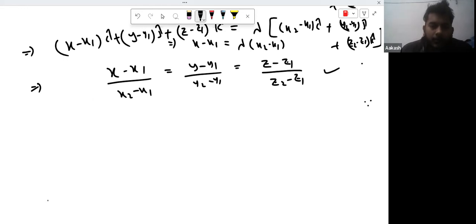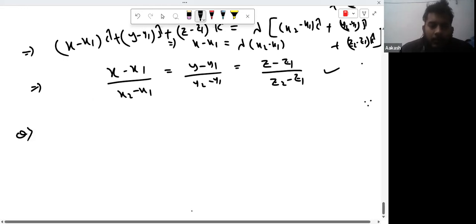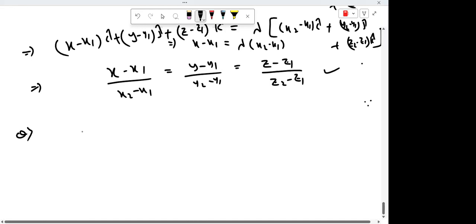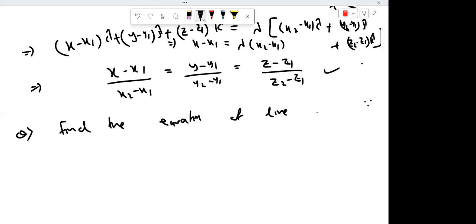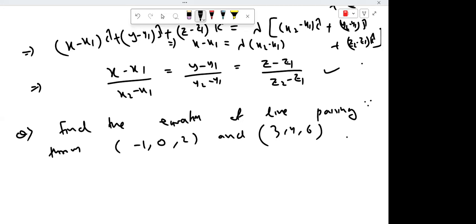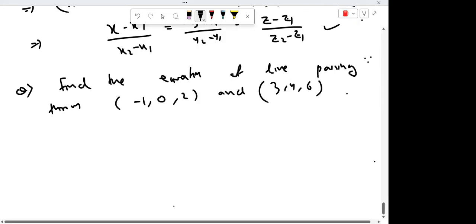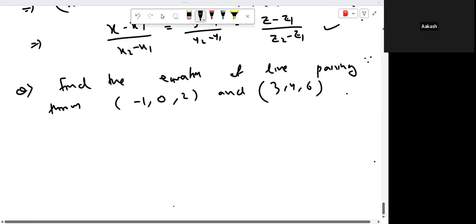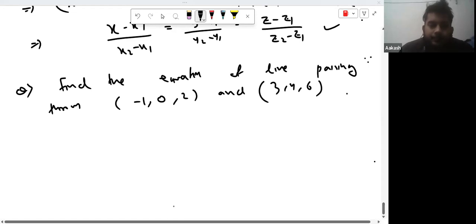A few questions. Let's find the equation of the line passing through (-1, 0, 2) and (3, 4, 6). Okay, you have to find both Cartesian and vector form and tell me the direction ratio of the line also. Okay. Okay, sir.